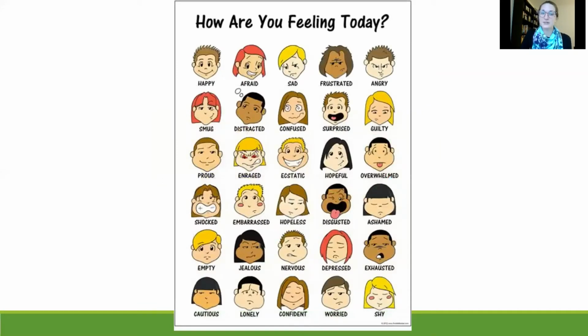Something that's good to have in your tool belt is thinking about all the words that we can use to convey our feelings. You can see a chart here that has everything from our usual happy, afraid, sad, angry, to some other more complex feelings, like enraged or overwhelmed, embarrassed, ashamed. All of these types of words are really helpful for developing a vocabulary that will help you to identify mood and tone.